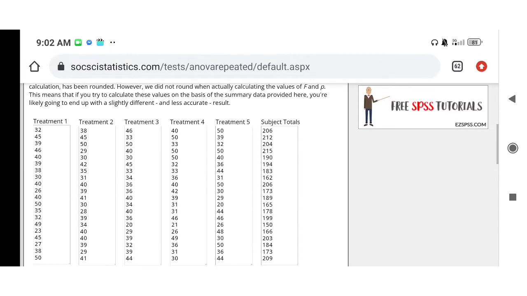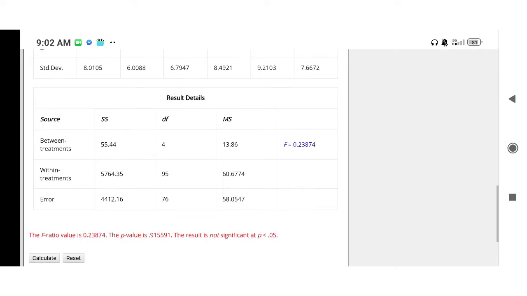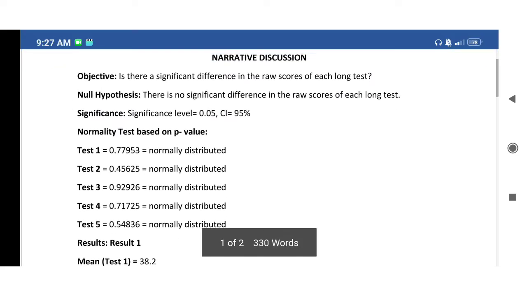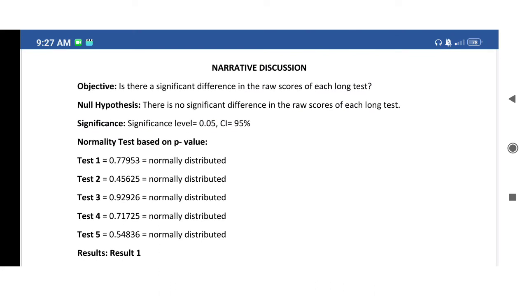Okay, so these are the results. We have here the F ratio value of 0.23874 and the P value of 0.915591. So the result is not significant at p less than 0.05. Okay, so to sum up the results, this is the narrative discussion.